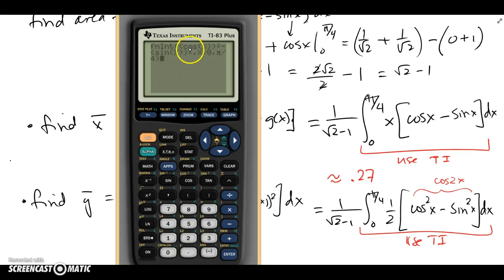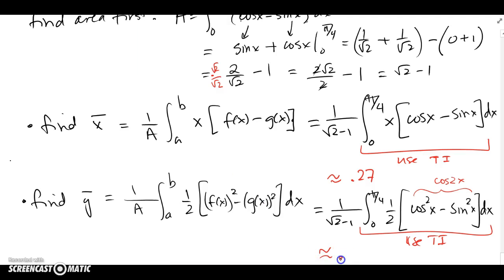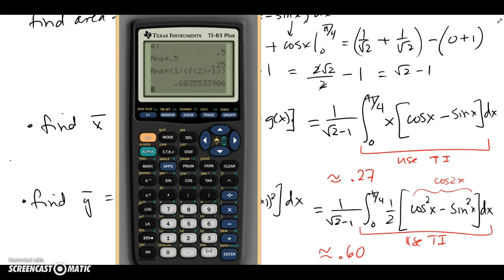So I did math 9, parentheses cosine x, close parentheses, and square the whole thing, minus sine x, the whole thing enclosed in parentheses squared, from 0 to pi/4. So this piece is just a half. I'm going to now multiply by this other half that I didn't put in there. And then I'll multiply it by this other factor. So that answer multiplied by a half and by the other factor, and we get approximately 0.60 for the y coordinate of the centroid.